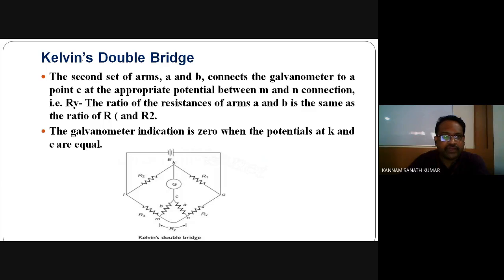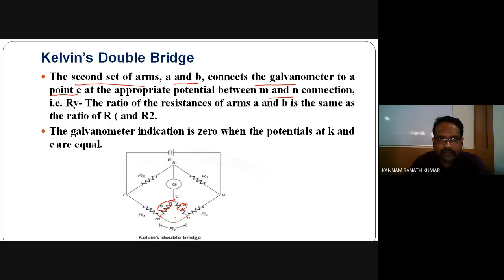See here, the second set of arms A and B is connected from the galvanometer to point C. So it is connected from point C to the galvanometer, and to M and N. Appropriate potentials are taken between the M and N connection, so the resistance between M and N is Ry.